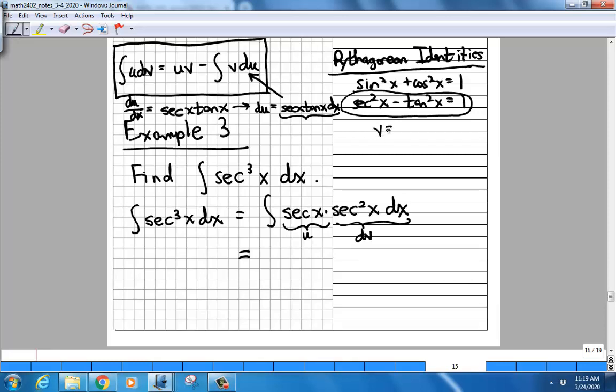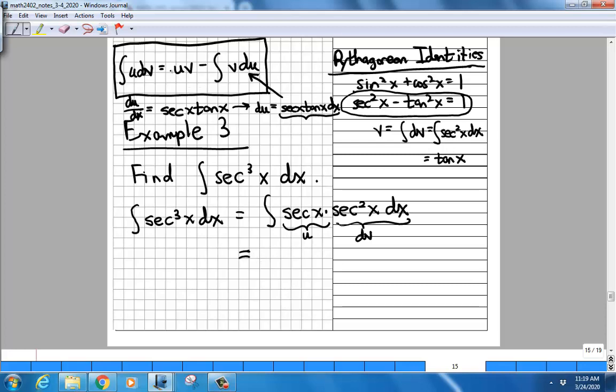v is. Remember, v is going to be the antiderivative, the integral of dv, but in our problem, we chose dv to be secant squared x dx. So do we know what the antiderivative of secant squared x is? That turns out to be really convenient because that is just the tangent. Remember, the derivative of the tangent is secant squared, and so the antiderivative of secant squared is going to be tangent. Oh, so v is not that bad. It is tangent of x. And so now I'm in business.